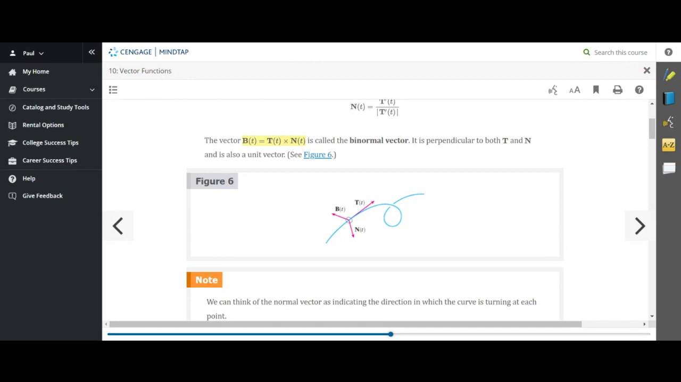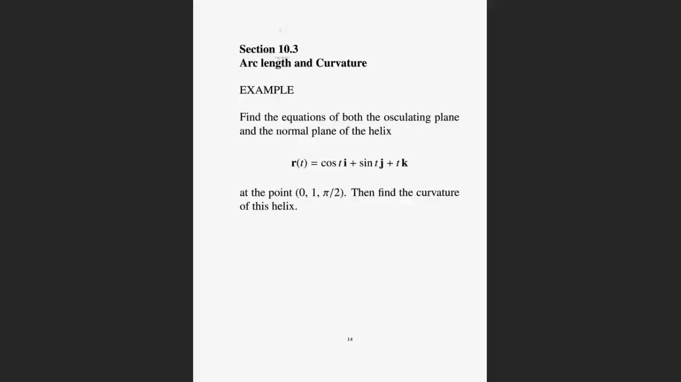Okay, so let's go back now to the problem. Okay, so here we go. All right, and let me just see here. Might use my stylus on here.